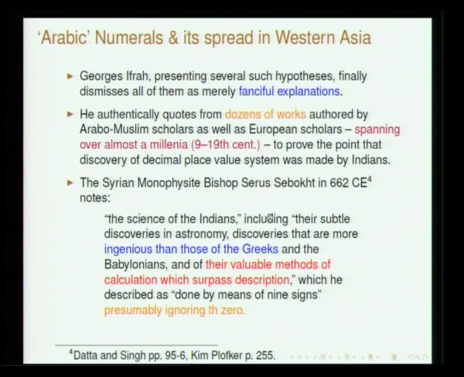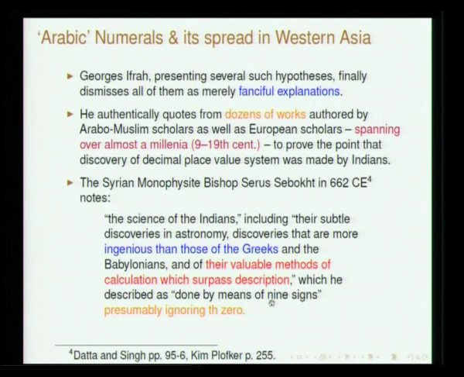This quote from the bishop in the 7th century also forms a certain evidence. The science of the Indians, including the subtle discoveries in astronomy, discoveries that are more ingenious than those of the Greeks and the Babylonians, and of their valuable methods of calculation which surpass description. He has been in high praise of what has been done here, which he described as done by means of 9 signs. In fact, this facilitates a lot. So that is what we need to understand from this quotation. The kind of facilitation that it offers in representing this, as we will see from the astronomical works.